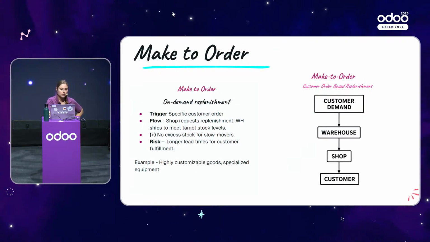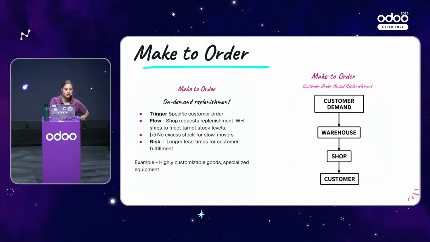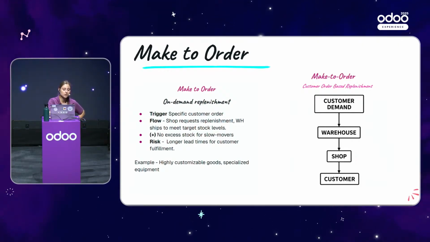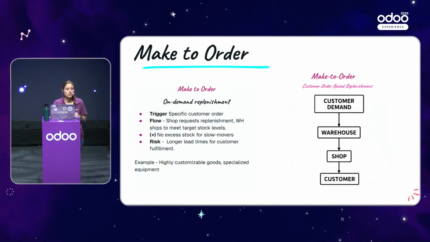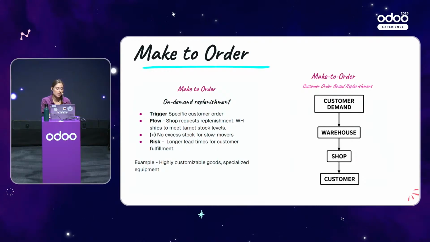Then we have the make-to-order model. This is really a demand-driven replenishment, based on the customer demand, where we will ask for the resupply from the central warehouse, which will send the stock to, again, meet the target stock levels. The advantage is that you will not have excess stock, especially for goods that are slow movers. But of course here the client could wait a bit longer, depending on the lead times as well. This is a perfect replenishment strategy for highly customizable goods or very specialized equipment, very expensive equipment as well, for which you don't necessarily want to have stock.